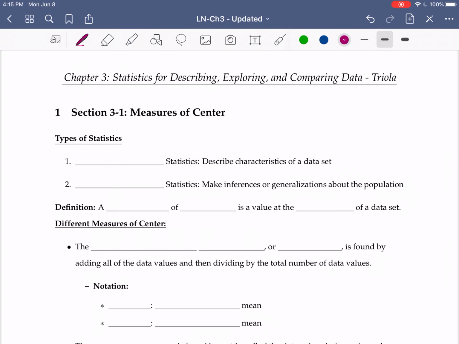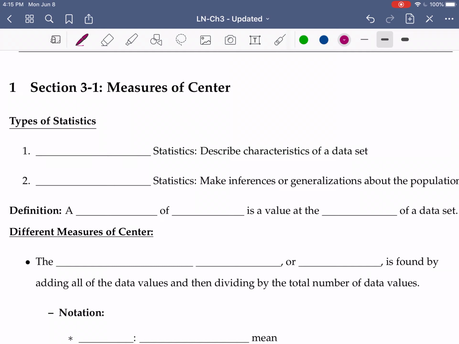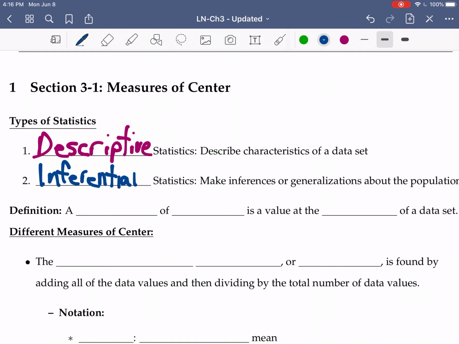In this video, we're going to take a look at some measures of center. However, before we get into that, let's talk about two types of statistics. We have descriptive statistics. That's what we will talk about here and in the next couple videos. And we also have inferential statistics. So descriptive statistics describe characteristics of data.